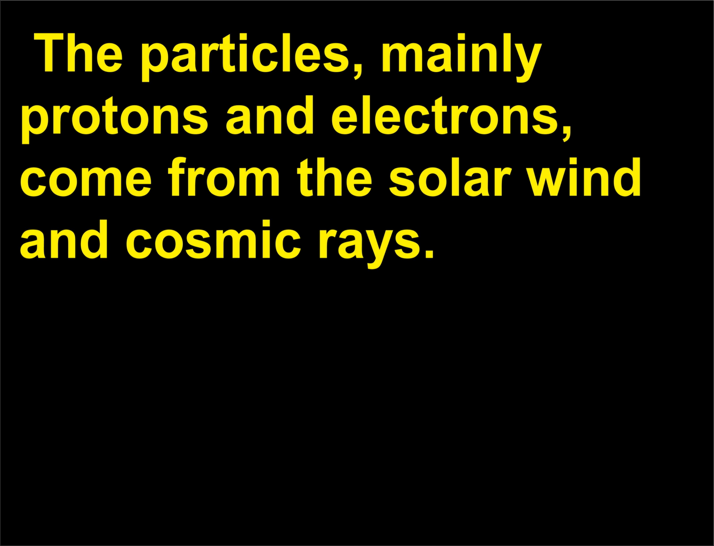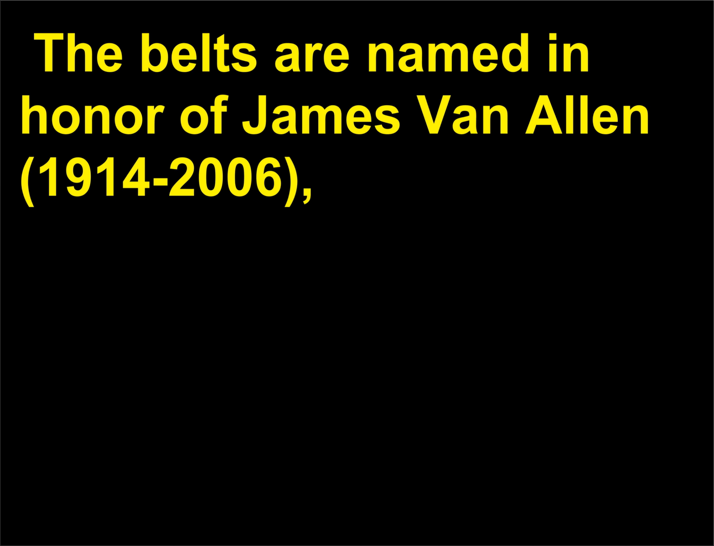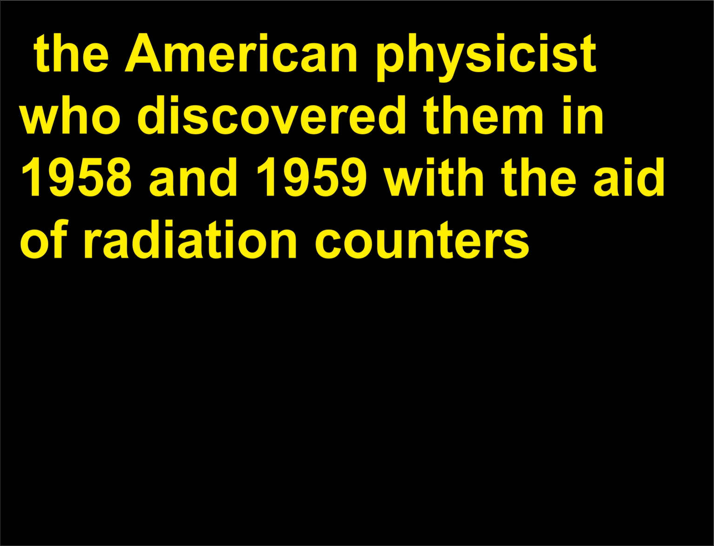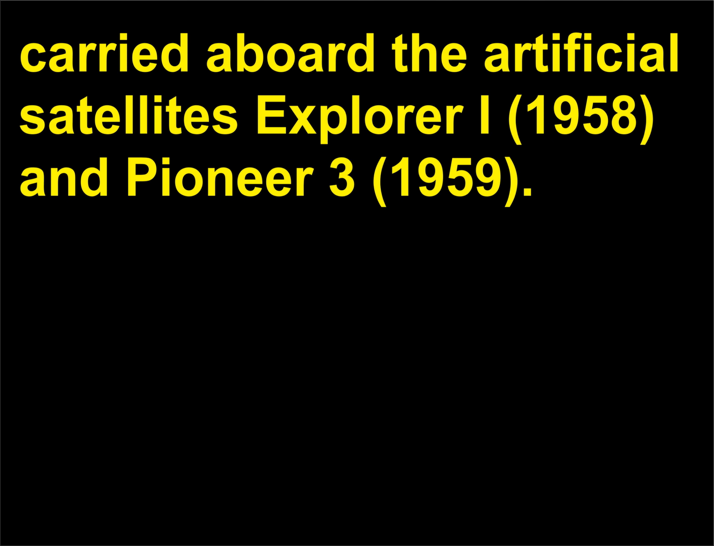The particles, mainly protons and electrons, come from the solar wind and cosmic rays. The belts are named in honor of James Van Allen (1914 to 2006), the American physicist who discovered them in 1958 and 1959 with the aid of radiation counters carried aboard the artificial satellites Explorer I (1958) and Pioneer 3 (1959).